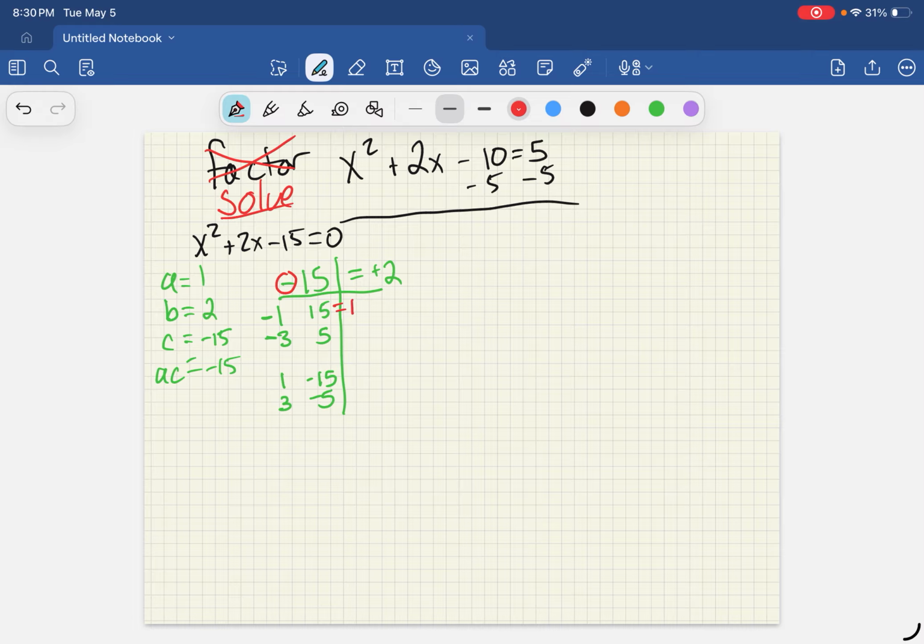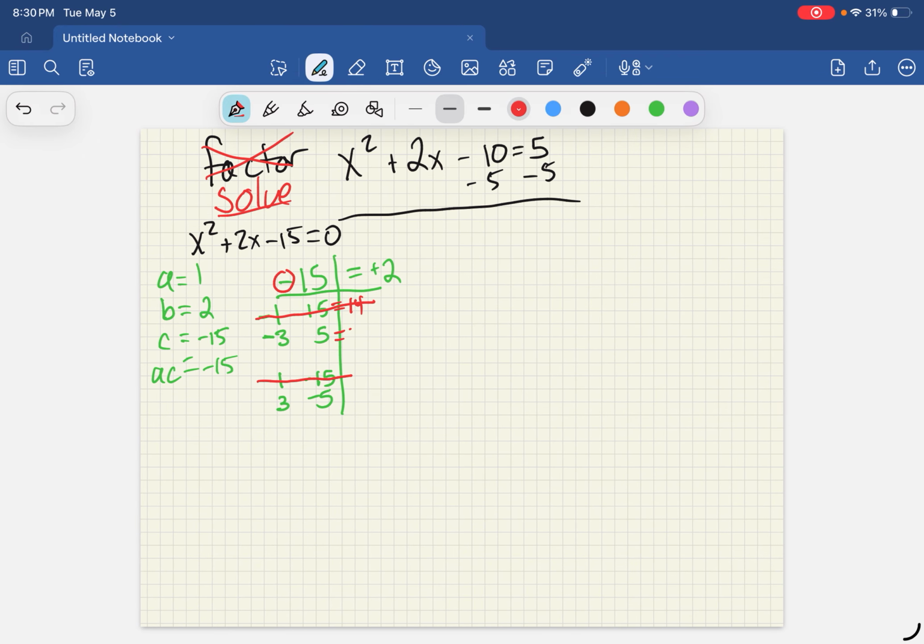Negative 1 plus 15, 14. Don't want that. That also means I don't want this combination here. Then I would look at negative 3 plus 5. That equals 2. Cool. That is what I want. So the numbers I'm about to use are negative 3 and 5.